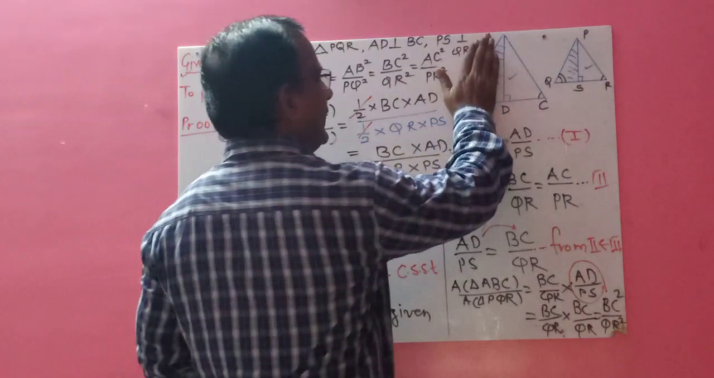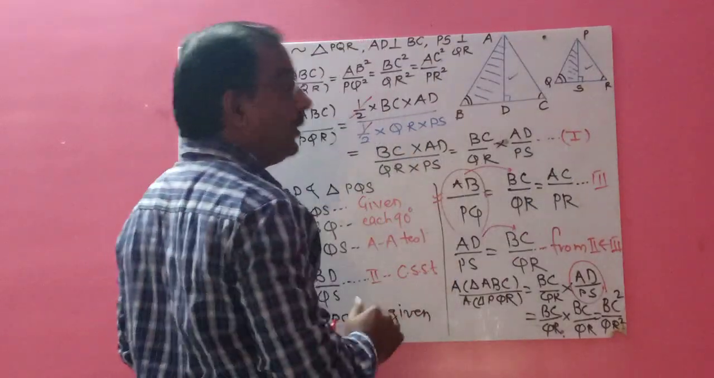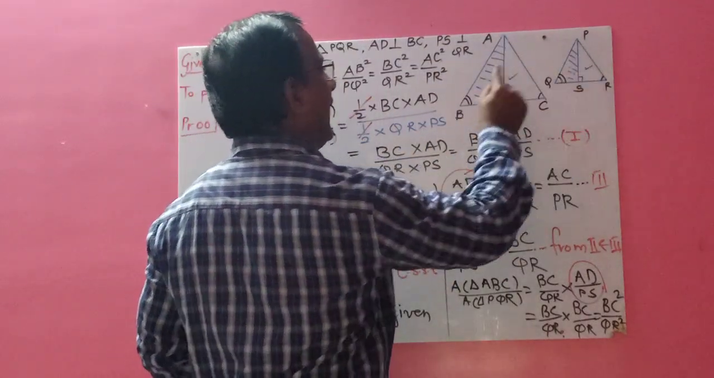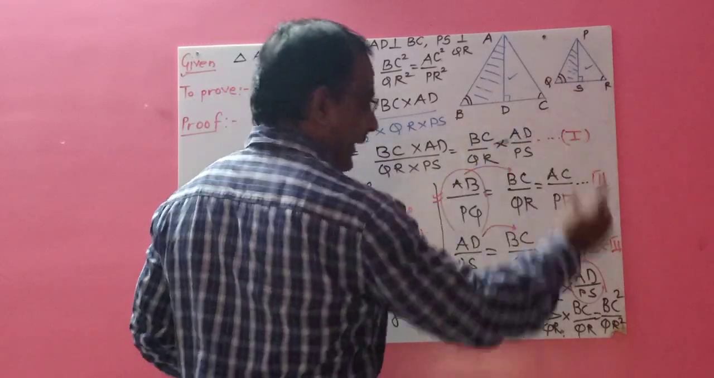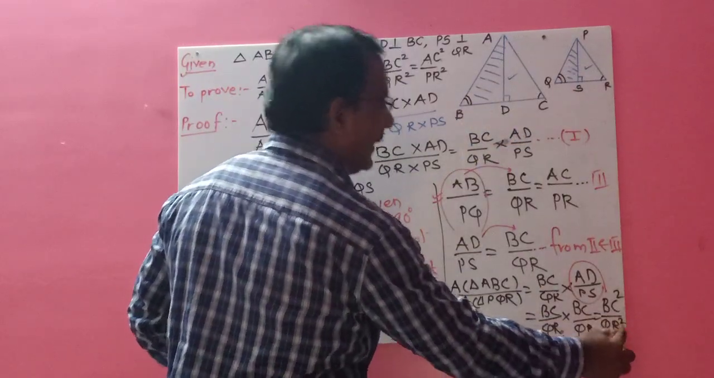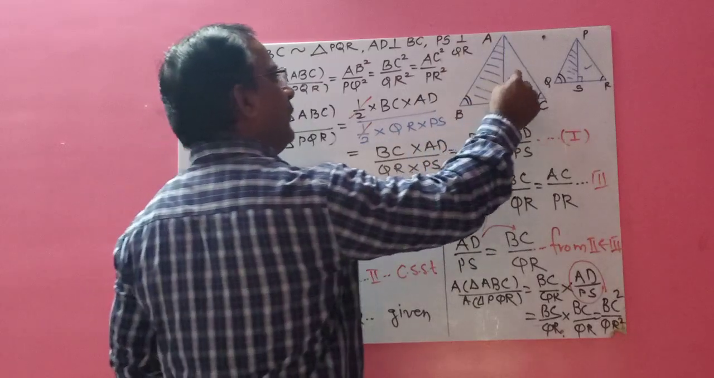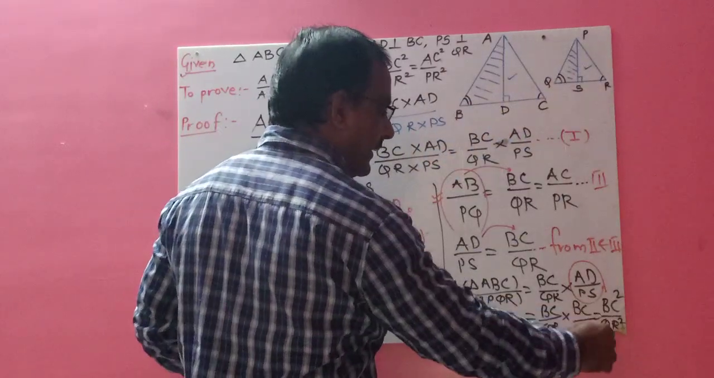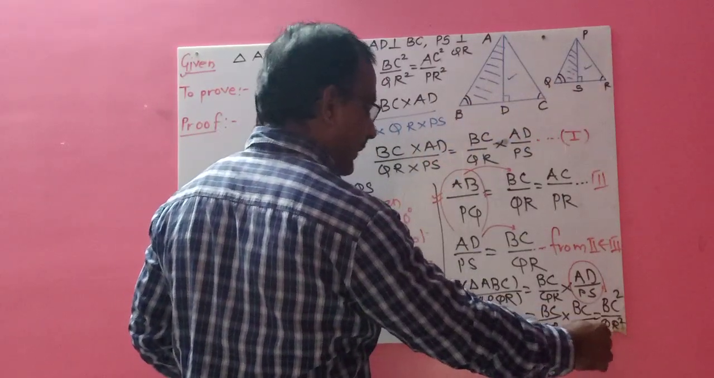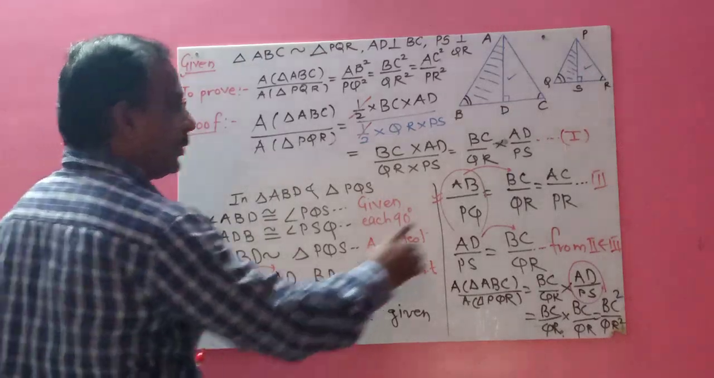Next, take two small triangles. Which one? This and this, or this and this. When I have taken these two, I got BC square upon QR square. Like that, if you take these two, then also you can get BC square upon QR square, because all these three are equal.